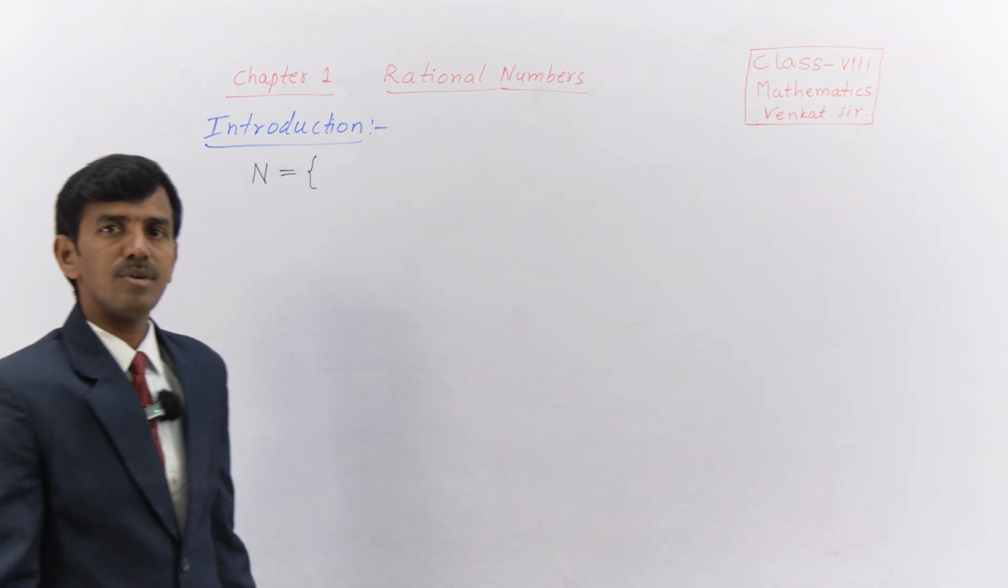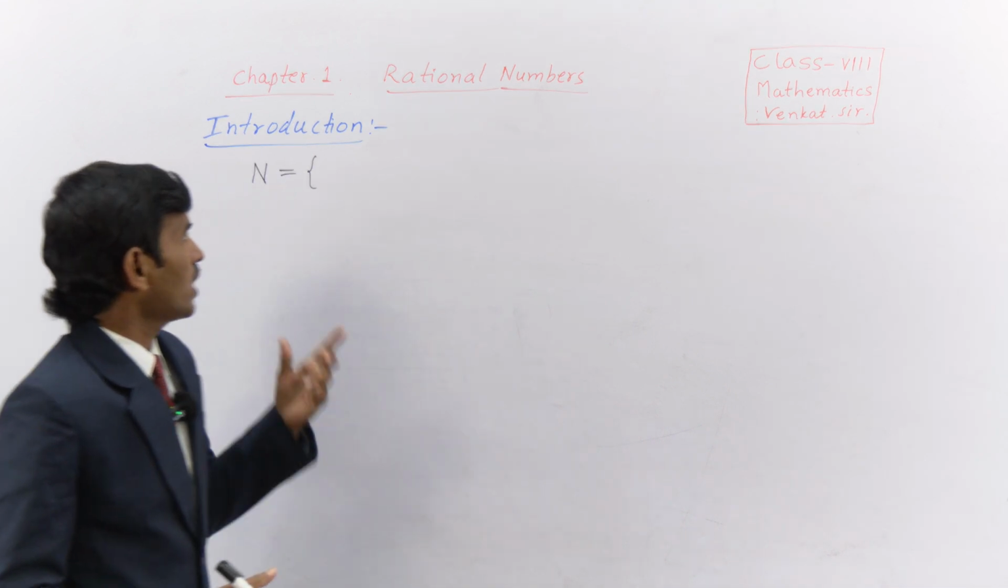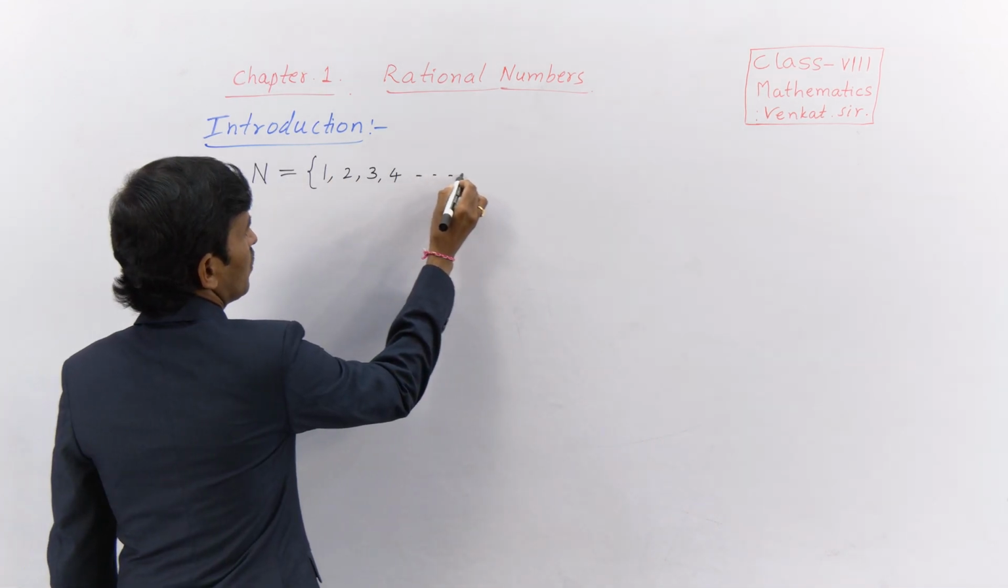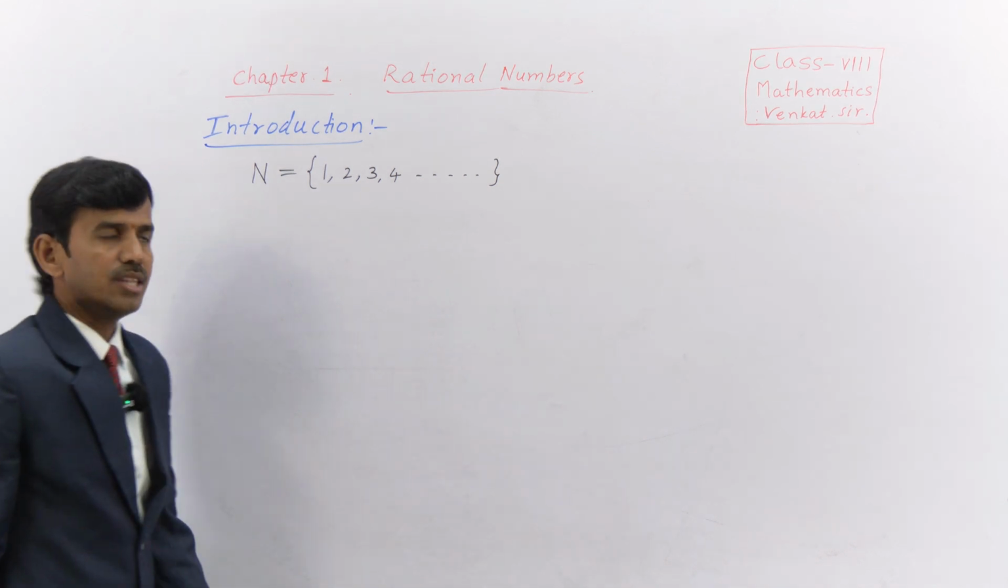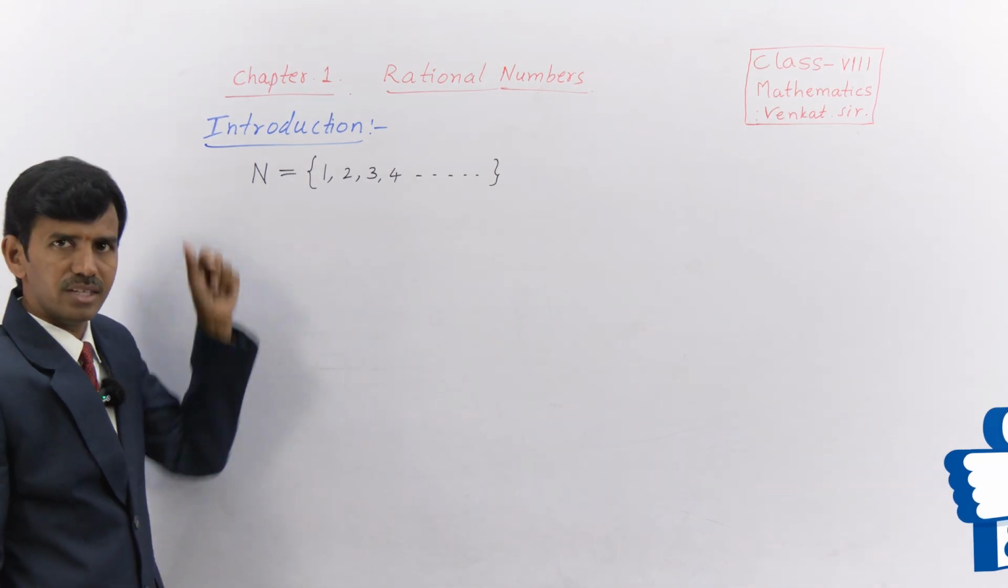What do you mean by natural numbers? The counting numbers are called what? Natural numbers. So natural numbers start from 1, 2, 3, 4 and so on. These numbers are called natural numbers, denoted by the letter N.